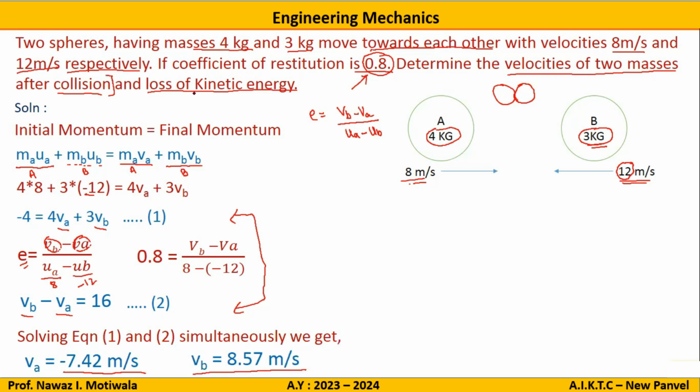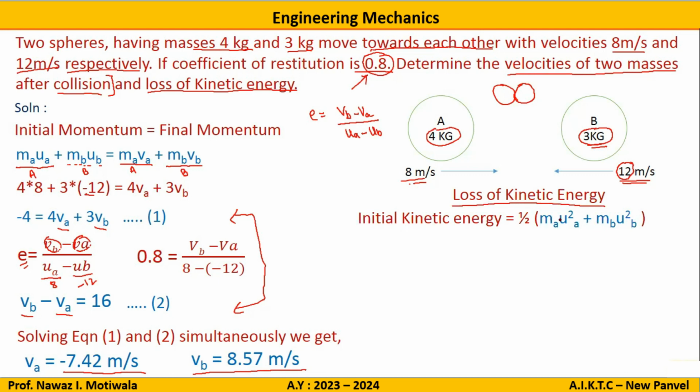Now, next part is to find out loss of kinetic energy. Loss of kinetic energy means what is the initial kinetic energy, what is the final kinetic energy, the difference between the two will give us the loss. So let us start with the first part, that is finding out initial kinetic energy of the bodies. Initial kinetic energy is equal to half m v square. In place of v I am writing u because it is the initial kinetic energy. Similarly for B I will be writing half mB uB square.